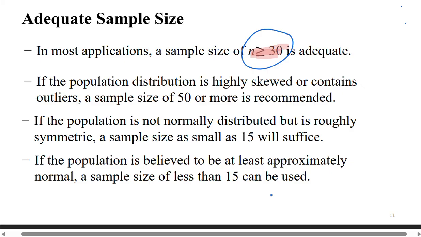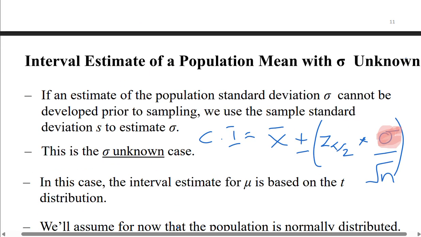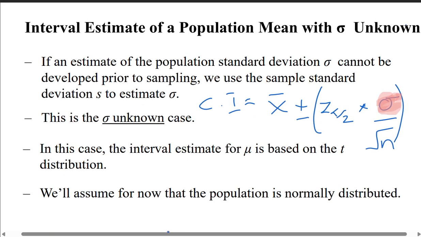Now, what if we do not know the population standard deviation? You see, in previous discussion, we said when the population standard deviation is known, our margin of error is Z alpha over 2 times the population standard deviation over square root of n, and we add and subtract that from our sample average to find the confidence interval. This next phase of our discussion is going to consider a situation where the population standard deviation is unknown.